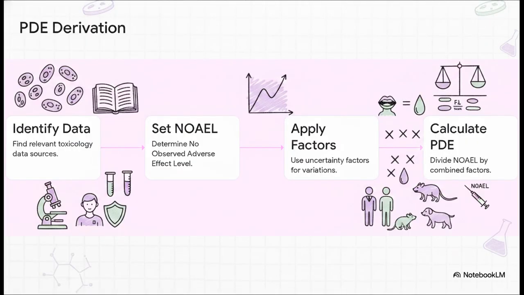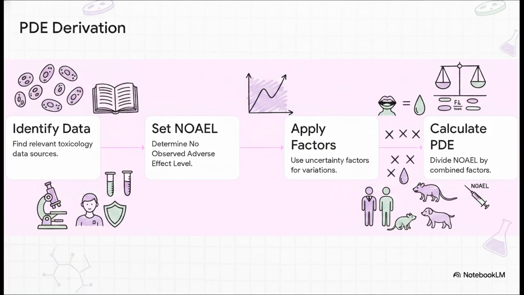So how exactly do we come up with this PDE number? Well, it takes a rigorous 4-step toxicological assessment, and it has to be performed by highly qualified personnel. Step 1. Identify your toxicology data sources. These could be animal studies, clinical trials, or published literature. Step 2. Establish the NOAEL. That stands for the No Observed Adverse Effect Level, and you pull that from the most relevant data.